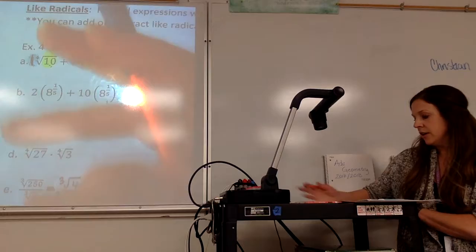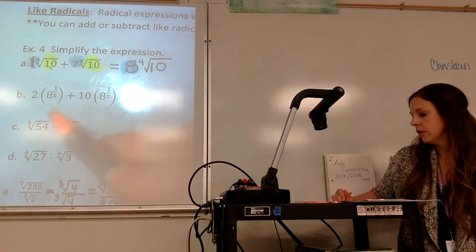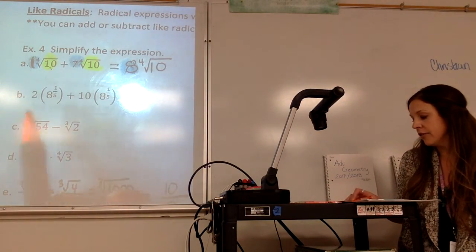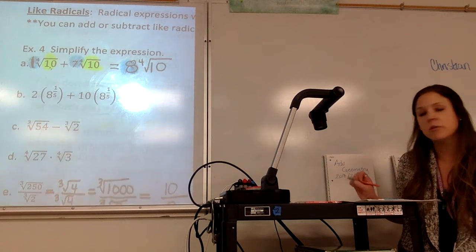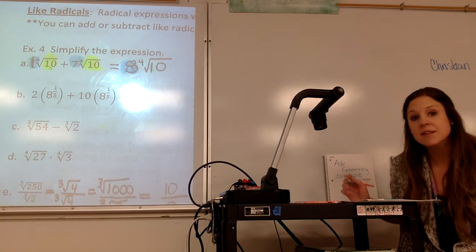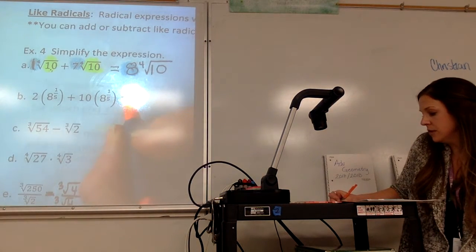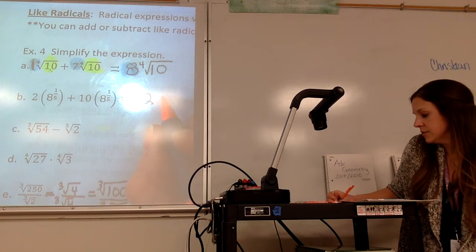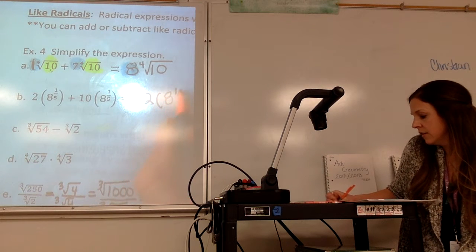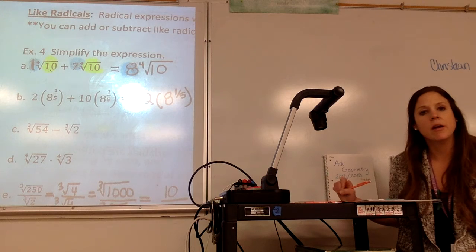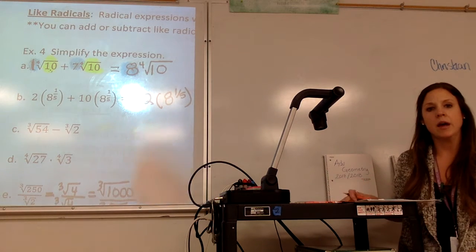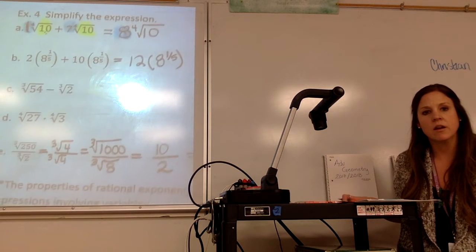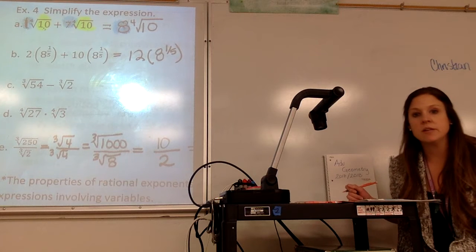All right, same thing down here. 2 plus 10, I can add those pieces because the 8 to the 1/5, or the fifth root of 8, is the same. So it ends up being just 12, parentheses 8 to the 1/5 power. I know that glare is pretty bad, but hopefully you can kind of see it there. So you just add the coefficients.